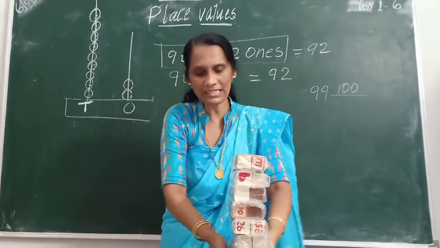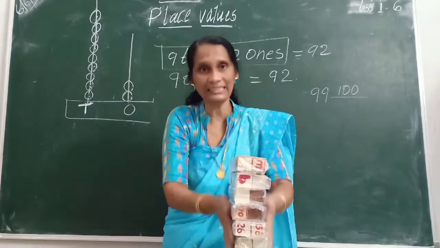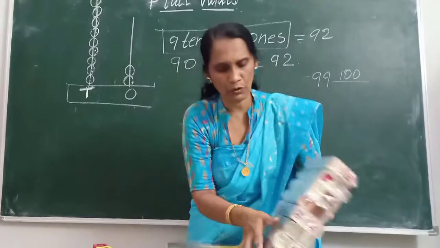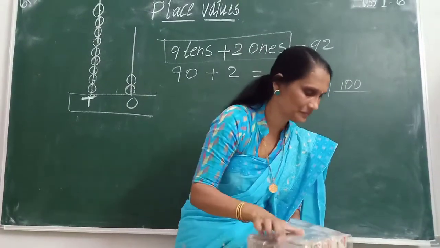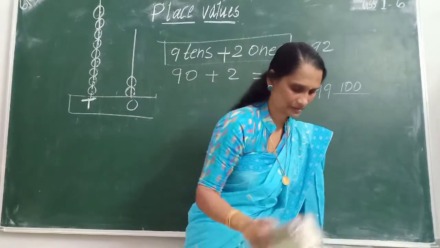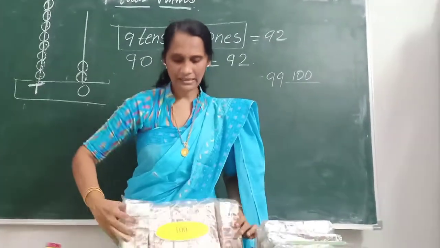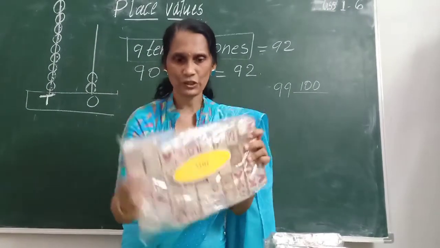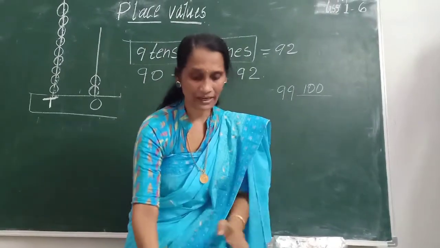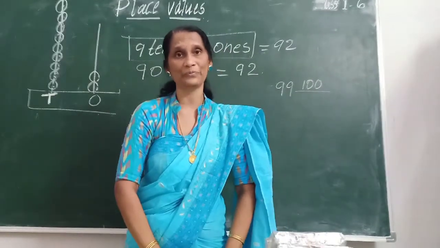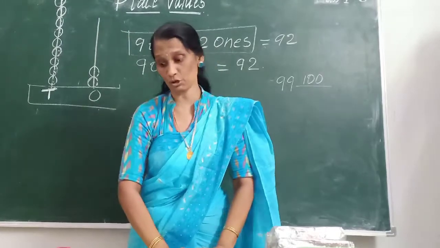These 10 tens, how many tens? 10 tens. I am going to replace them with a single block of 100. So this is 100. Then how will we show it on the abacus? It is a single block only, no? So 100, how can we show?